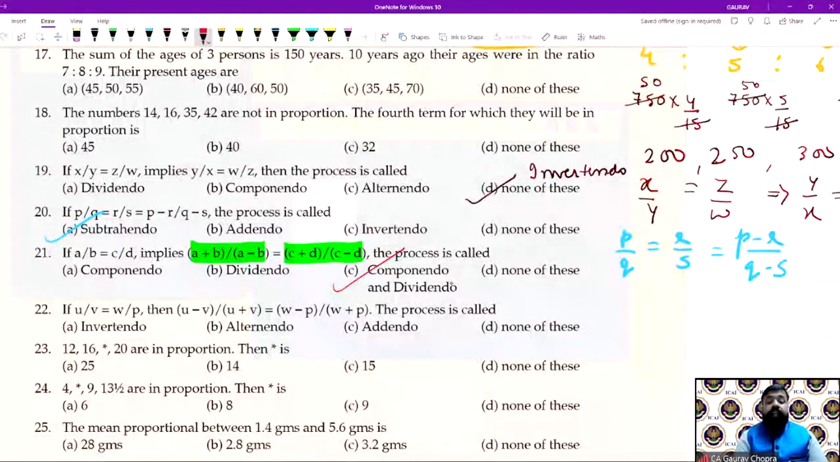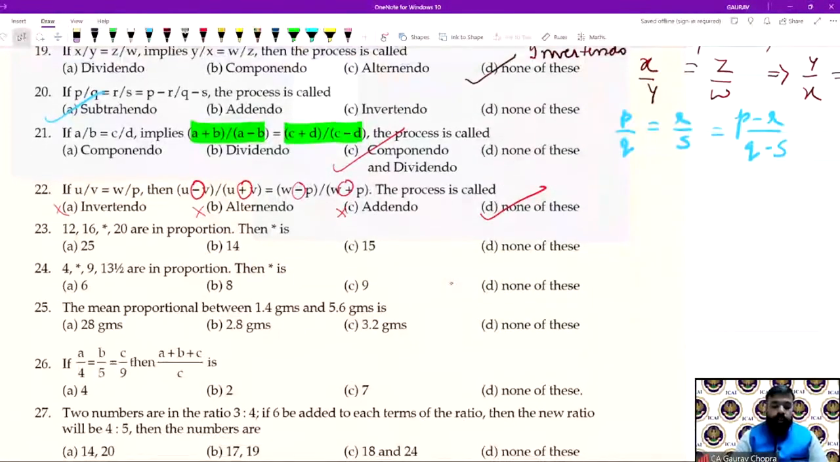Then 22nd, we are having plus and minus both, but in the numerator it is negative and in the denominator it is positive. So this is not componendo and dividendo. So we can see that clearly it is neither invertendo, nor alternando, nor addendo. So it will be none of these.